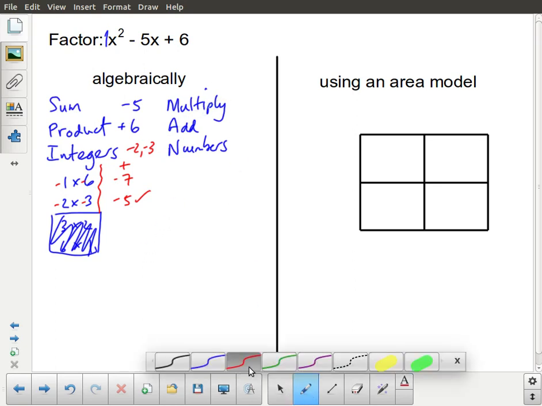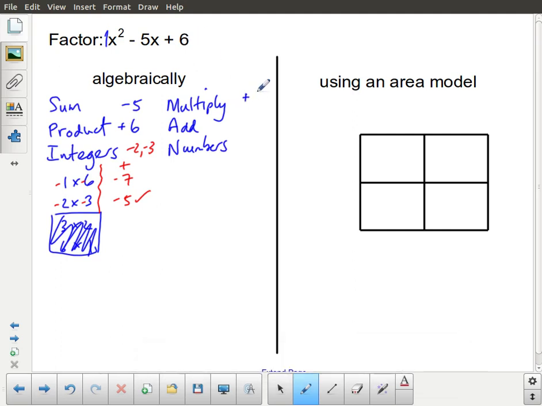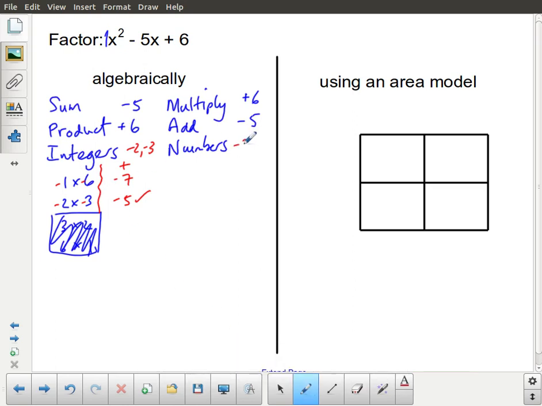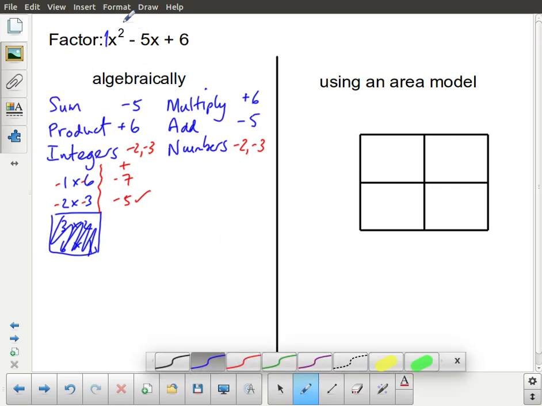Multiply, add, numbers just asks you to do things in a different order. What is the multiplication of the coefficient of the first times the constant? That's 1 times 6, which is going to give me +6. What do they have to add up to? -5. And then we go through the exact same process and we find out that our numbers are just the same, -2 and -3. Now that we've done that, we go through the process of decomposition.